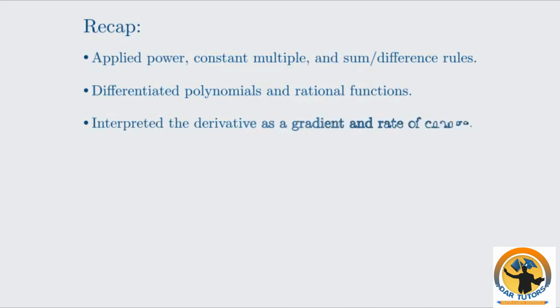That concludes our exploration of the simple rules of differentiation. You have now seen how to apply the power, constant multiple, and sum/difference rules to find derivatives of various functions. We have also practiced interpreting the derivative as a gradient function and an instantaneous rate of change, which are crucial for understanding its applications. Keep practicing these rules, as they form the foundation for all of calculus.